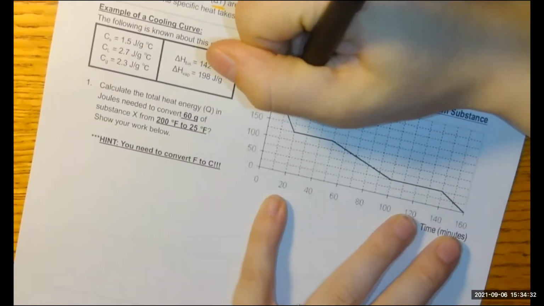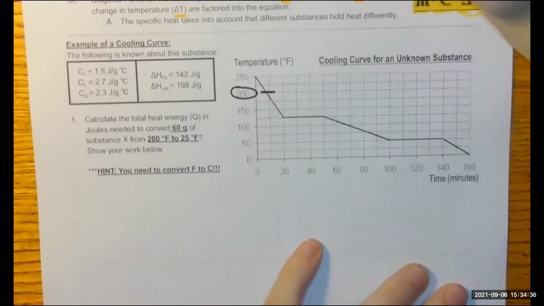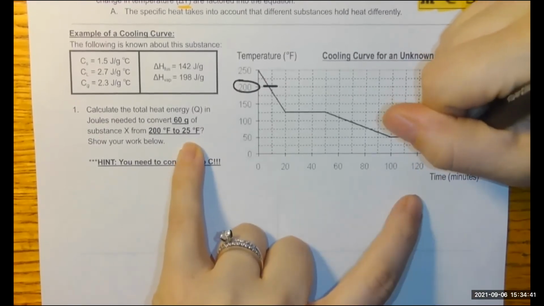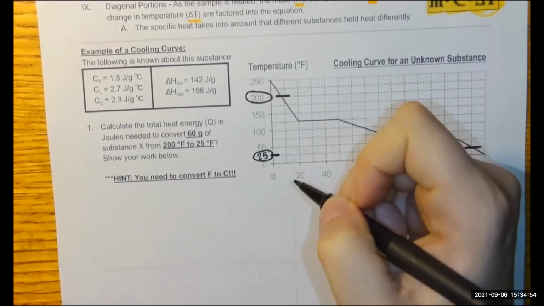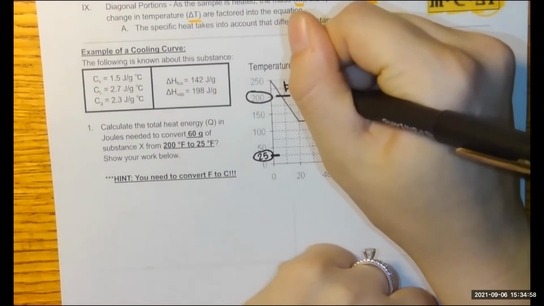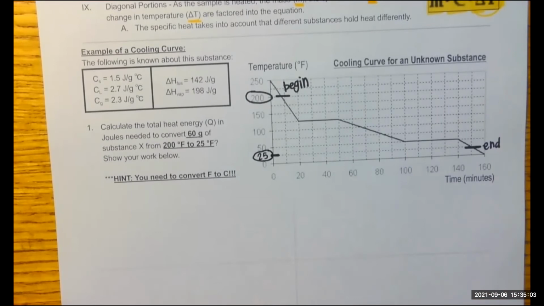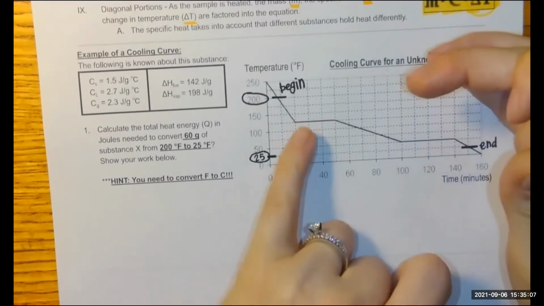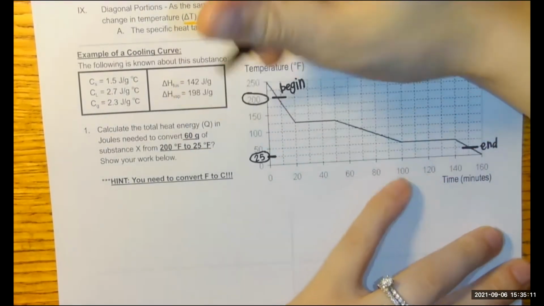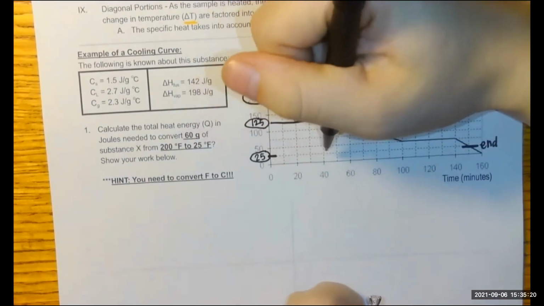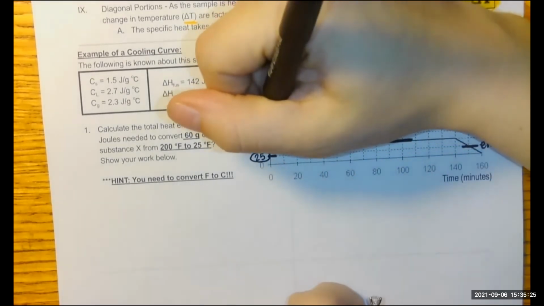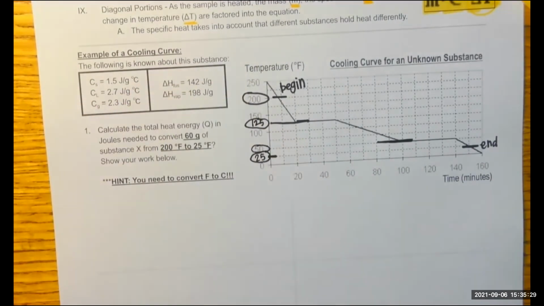So we're starting here at 200 degrees Fahrenheit, and we're going to be stopping at 25 degrees Fahrenheit over here. Let me write in 25 degrees. Those two numbers are significant because this is where we're beginning and this is where we are ending. There are also two other points that are important, and those are the flat lines, the phase change portions. This one is at 125, it looks like, here. And the other one is at 50. So I need to at least convert those four temperatures into Celsius before I do anything else.